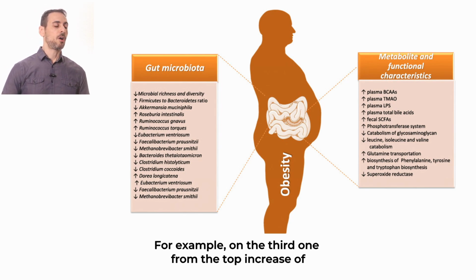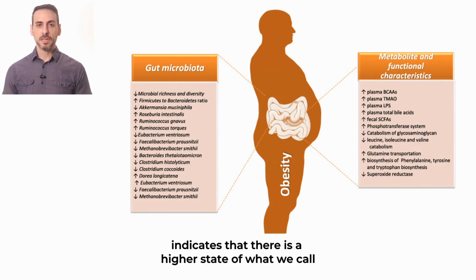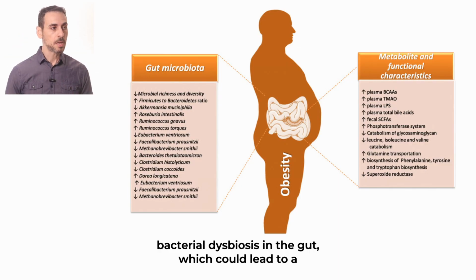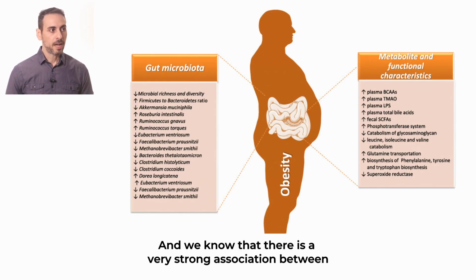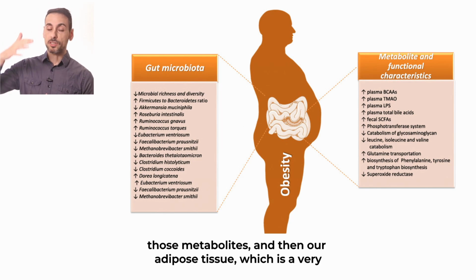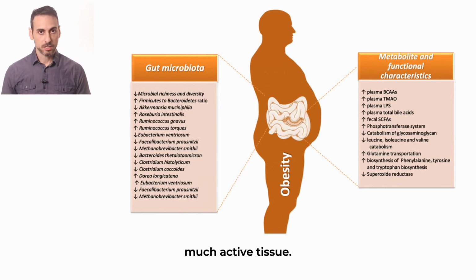For example, on the third one from the top, an increase of plasma LPS, lipopolysaccharides, typically indicates that there is a higher state of what we call bacterial dysbiosis in the gut, which could lead to a chronic inflammatory situation. And we know that there is a very strong association between what happens in our gut, those bacteria, those metabolites, and then our adipose tissue, which is a very much active tissue.